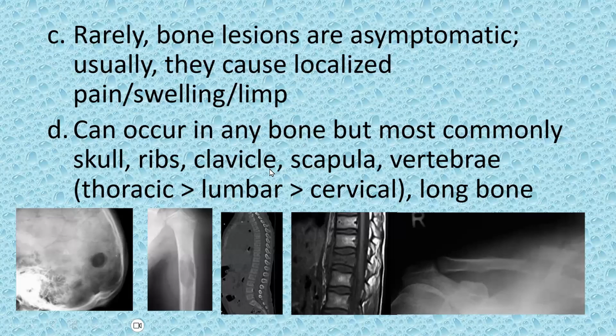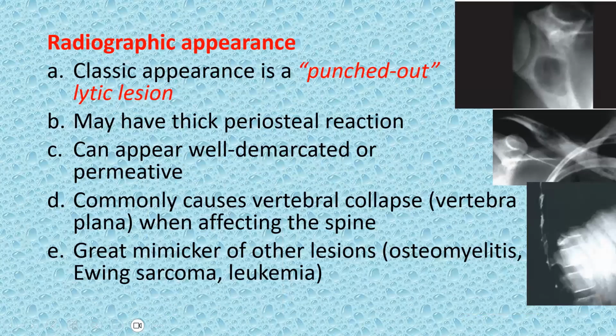Okay. So the classic appearance is a punched out osteolytic lesion. They may have thick periosteal reaction. They can appear well demarcated or permeative. Commonly, it causes vertebral collapse, vertebra plana, when affecting the spine. It is a great mimicker of other lesions such as osteomyelitis, Ewing sarcoma, and leukemia. This enters the differential diagnosis of eosinophilic granuloma.